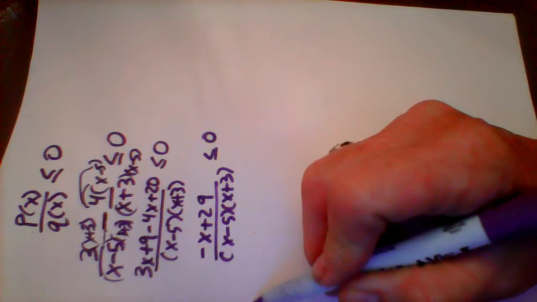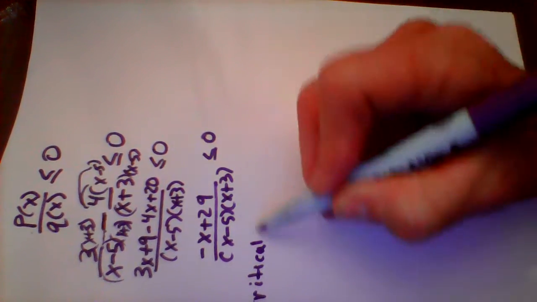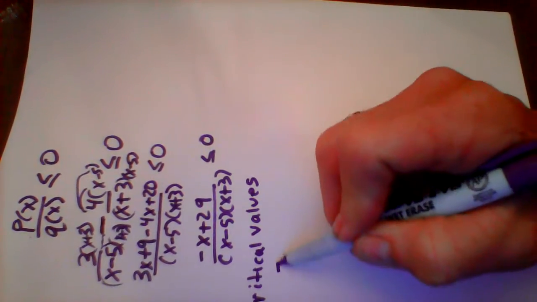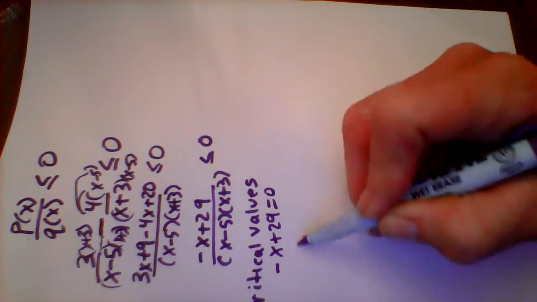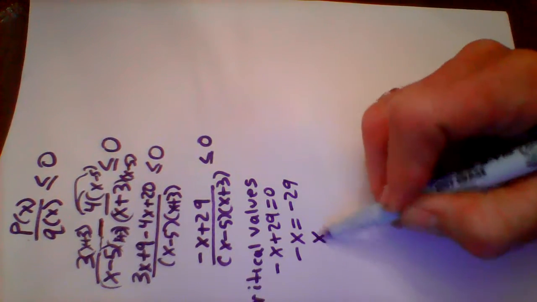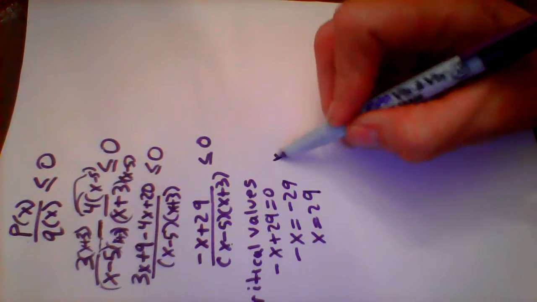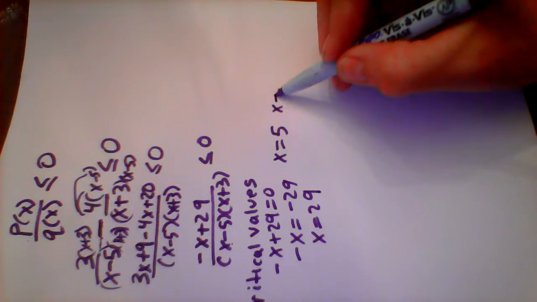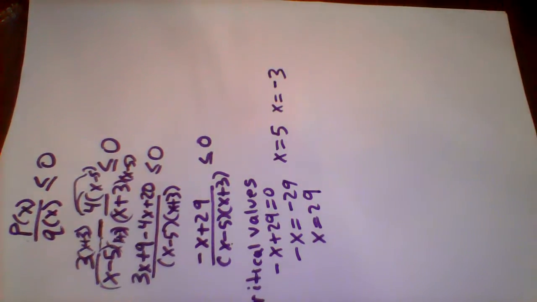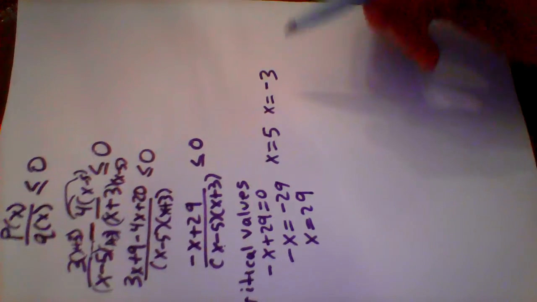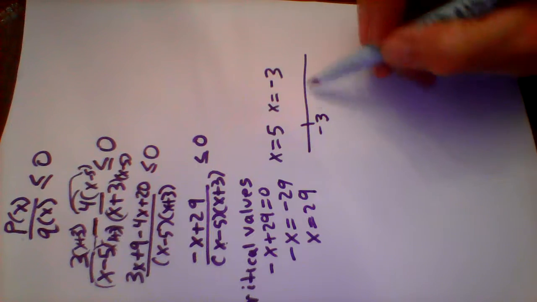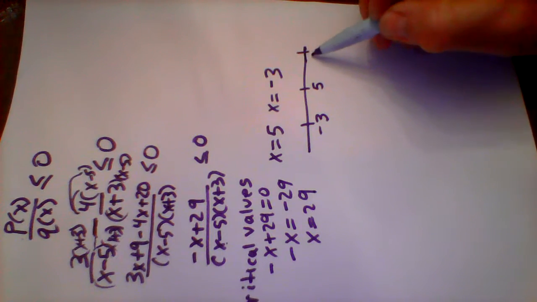I now find my critical values. The critical values are what make the numerator or denominator equal to 0. So in the numerator, you might see what the answer is. If you don't, just set it equal to 0 and solve. And I get positive 29. The denominator, it's a little easier to see. A positive 5 will give me 0, and a positive 3 will give me 0, or a negative 3 will give me 0. I now make a number line chart comparing low to high. So negative 3, 5, and 29.